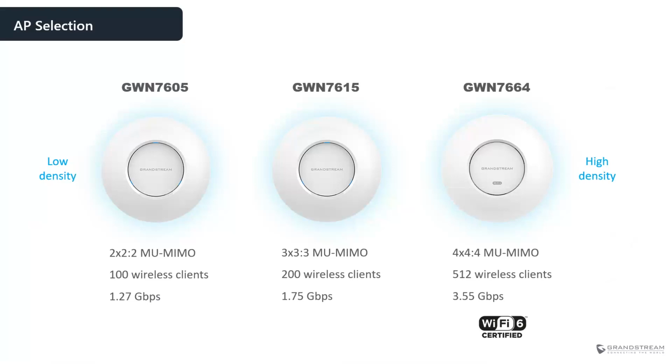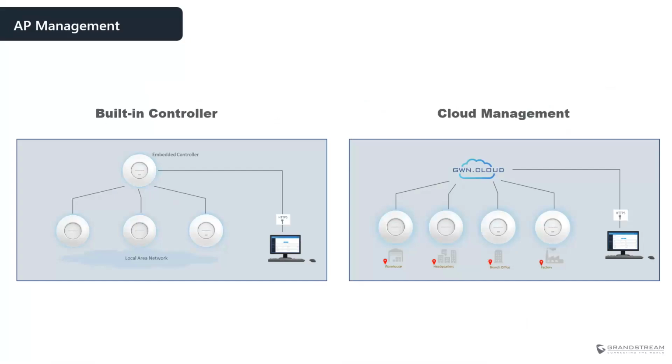And also you want to look at whether you want to deploy Wi-Fi 6 access points or you just want to stick with the other standards like 802.11n and 802.11ac. Okay, so after you decide which models to use and how many access points you're going to need for your deployments, the next question would be, how do you want to manage these access points? And Grandstream offers two options. There is local management and cloud management.